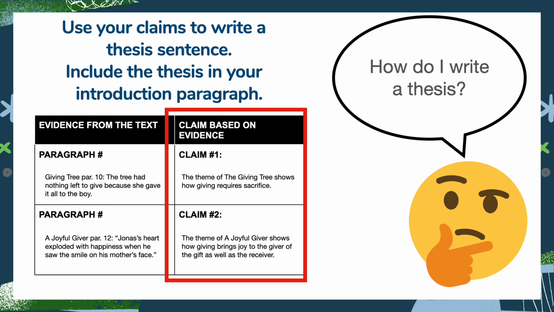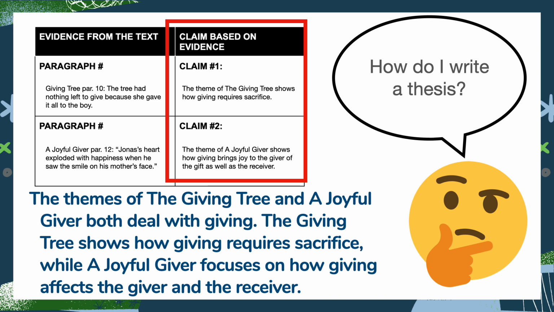You will use your claims to write a thesis for your essay. The thesis is found in your introduction paragraph and is 1 or 2 sentences that tell your reader what your whole essay is going to be about. Here's how this could look with the example we've been using. The themes of The Giving Tree and A Joyful Giver both deal with giving. The Giving Tree shows how giving requires sacrifice, while A Joyful Giver focuses on how giving affects the giver and the receiver.